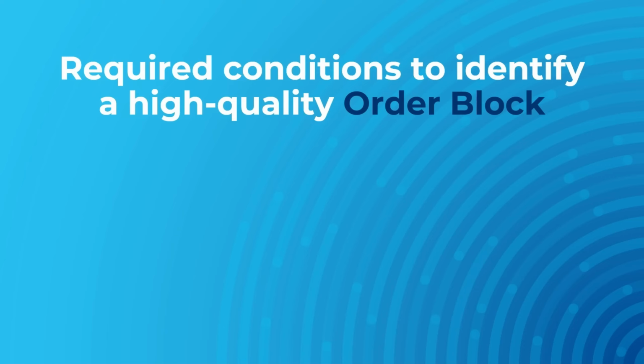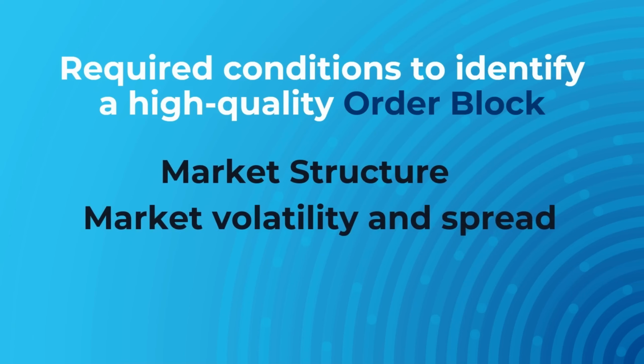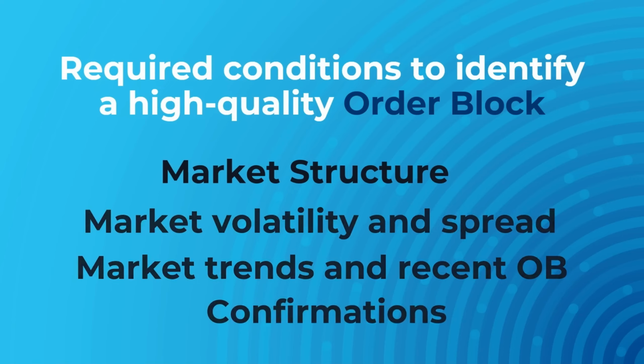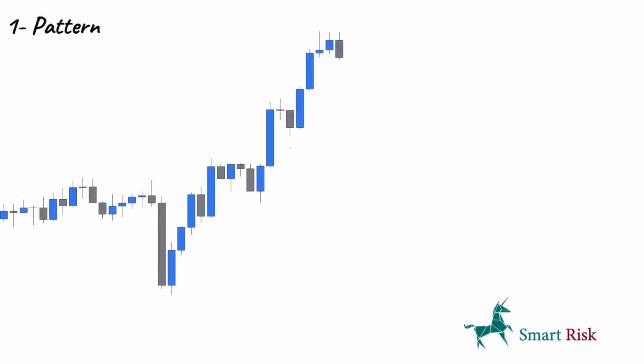The factors that should be considered when trading order blocks are summarized in 4 categories, including market structure, market volatility and spread, market trends, and recent order block confirmations in lower time frame. Let's start with the market structure. Let me show you some of the most common market structure patterns that happen every day.